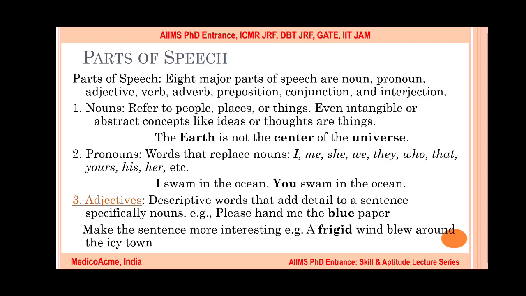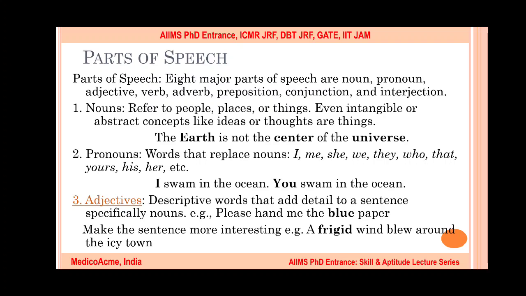So this is a designation given to a noun, to make sentences very simple. To simplify things, so as not to repeat the nouns every time, you designate them with I, me, she, we, they, who, that, yours.